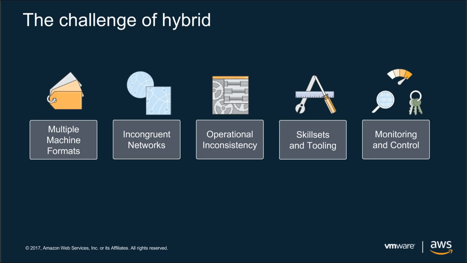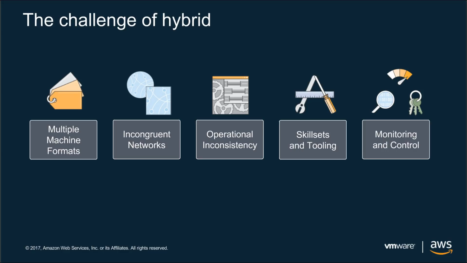So if that's what we're hearing people want, what are the challenges? What are the things that really give people pause or make them have struggles with running in a hybrid environment? And they can really be broken down into a few different categories. So the first one is multiple machine formats.